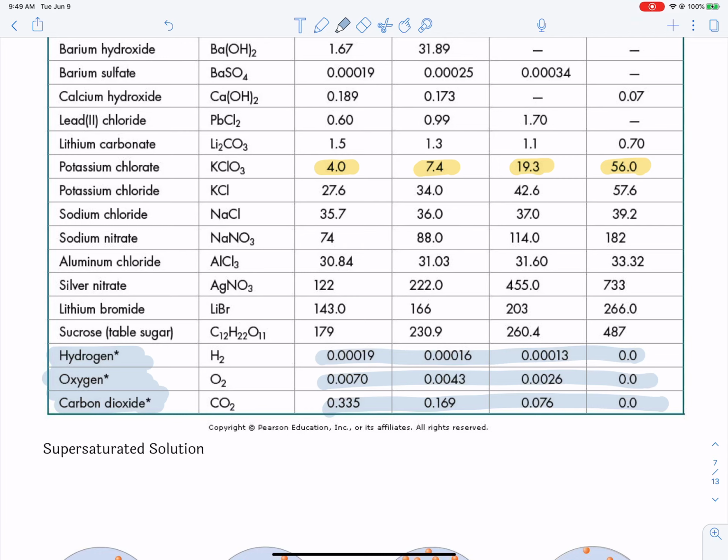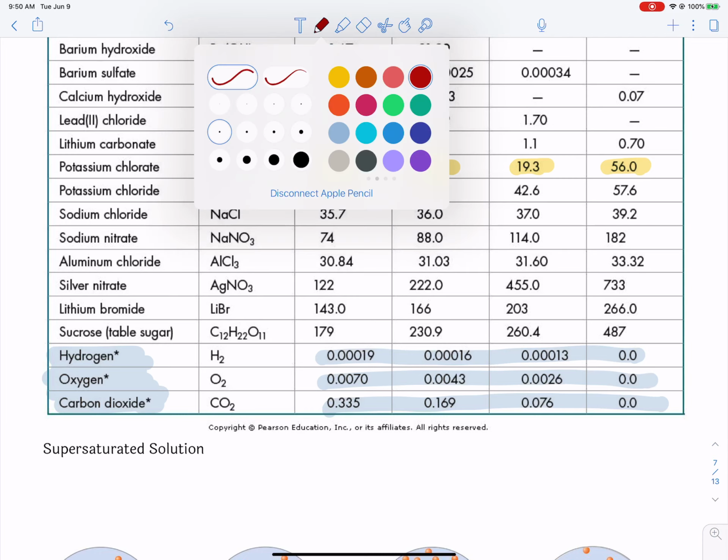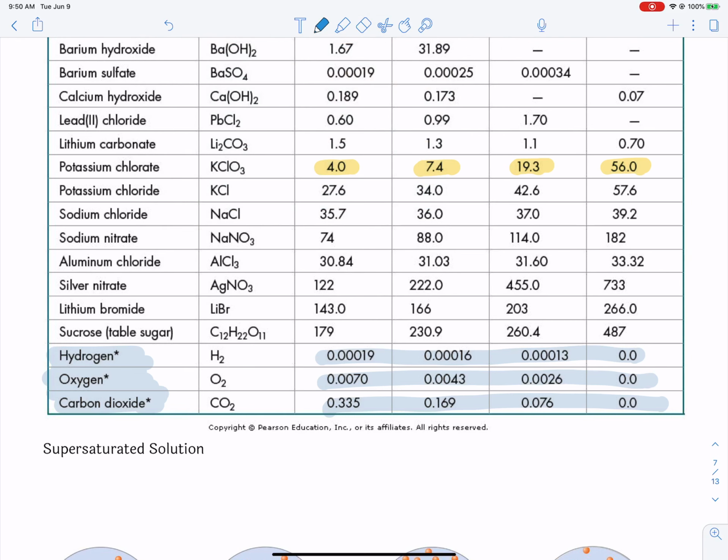right? These gases, do you see how their numbers are much, much, much smaller than the numbers for the solids? Well, yeah, because you know what these guys all are? They are all nonpolar. So what is the only intermolecular force?